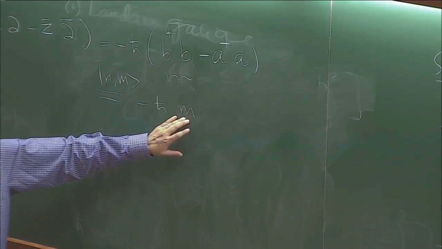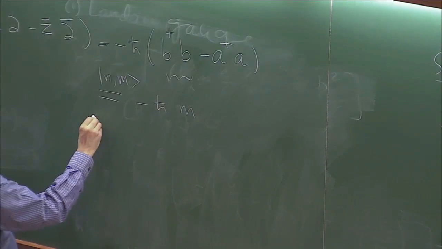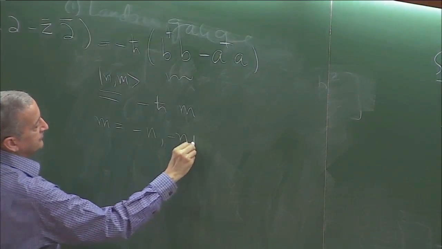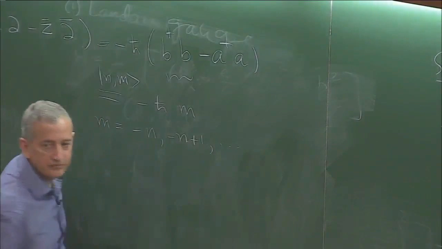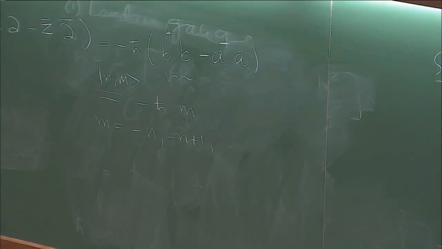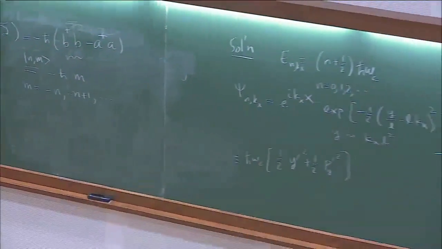So this m is called the angular momentum variable. The way these equations are written, m goes from minus n, because this quantity goes from 0, 1 to 3 onward. So therefore, m goes from minus n plus 1.